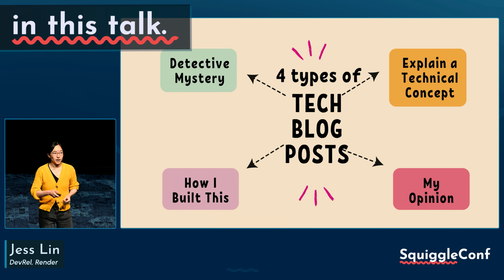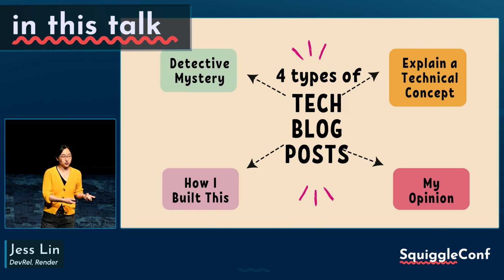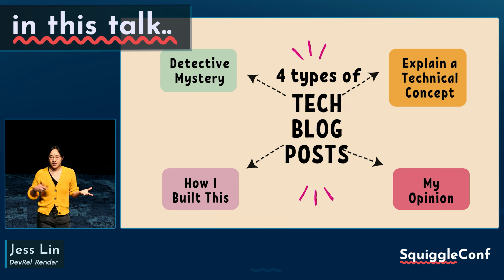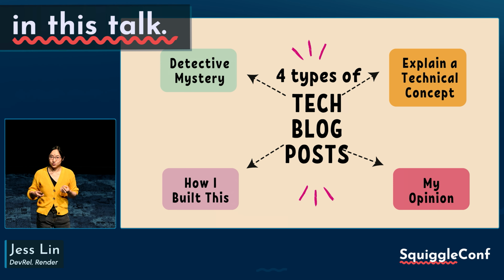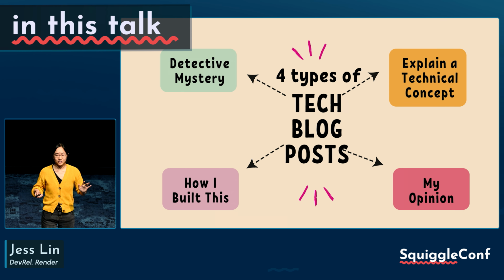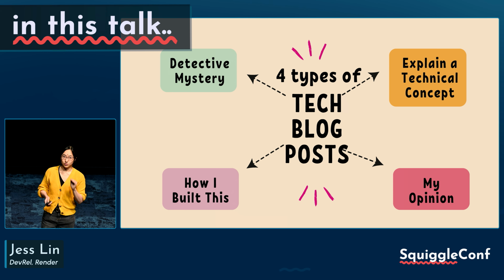And finally, there's my opinion. That could be, here's my prediction about the future. It could be, here is a comparison of framework A and framework B. It could also be something like, here's a best practice. So now that you know these 4 types of tech blog posts, you're ready to apply it.